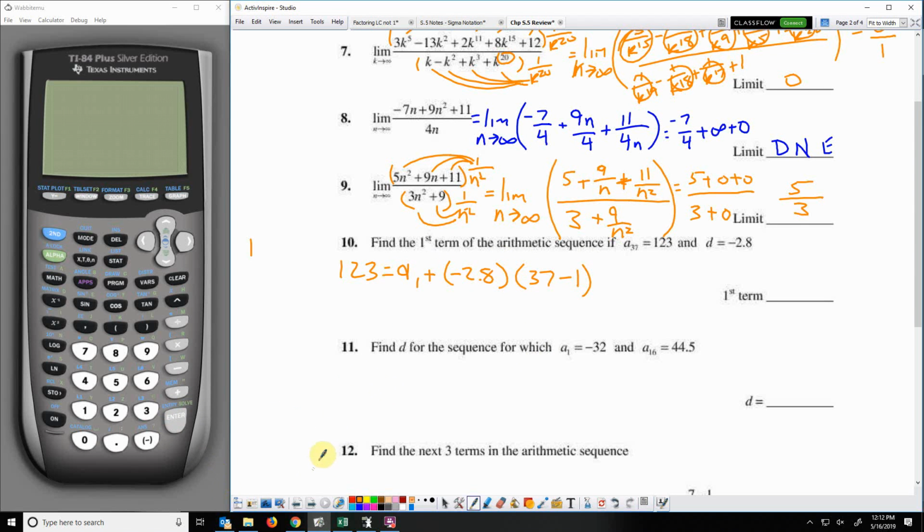Okay, so I can evaluate this here. Negative 2.8 times 36 is negative 100.8, so I've got 123 equals term 1 minus 100.8. So I can add this 100.8, so that's 123 plus 100.8, and that's 223.8.